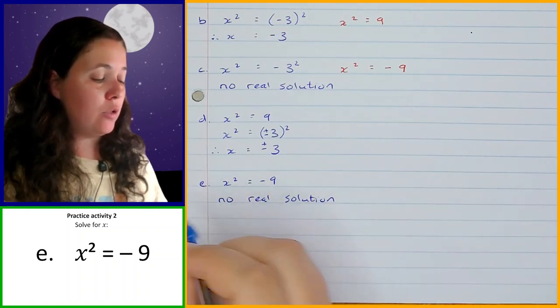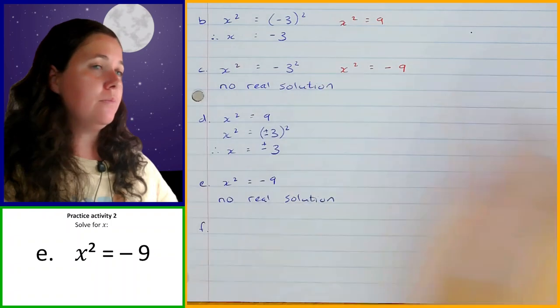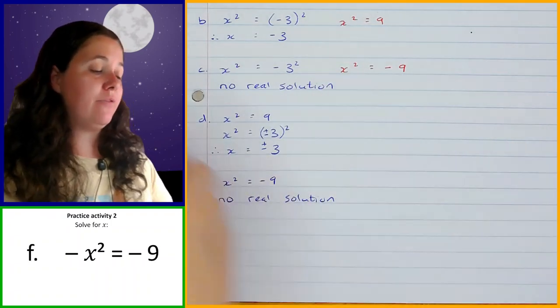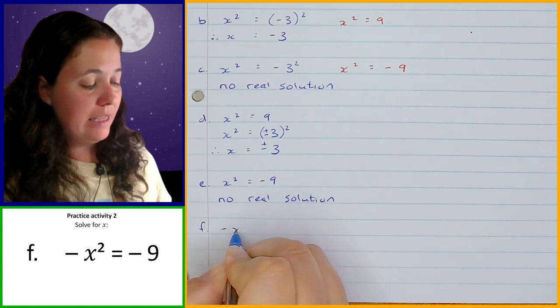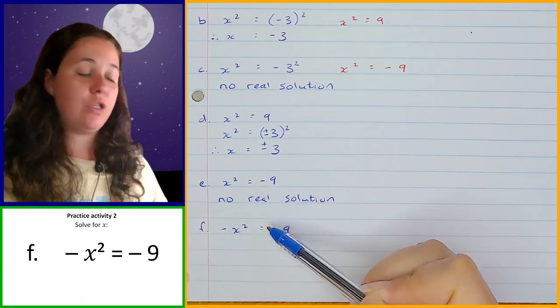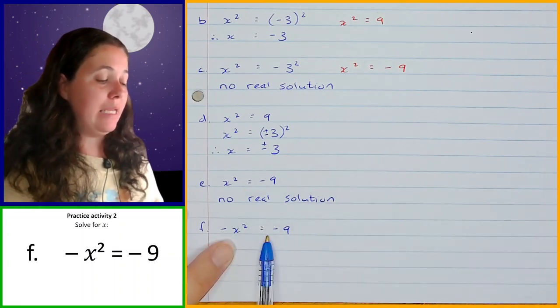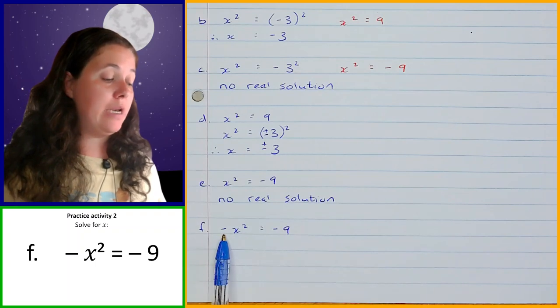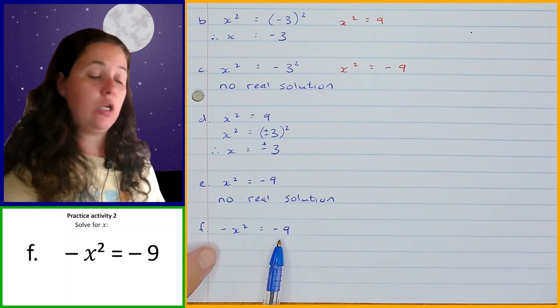Now let's have a look at question F, which is like this over here. I've got negative x squared equal to negative 9. See how this one is different to this one. Here I've got x squared equal to a negative number, but this one is actually going to work because they are negative on both sides of the equation.